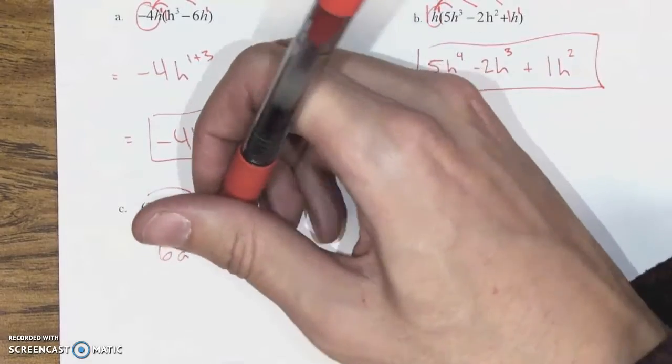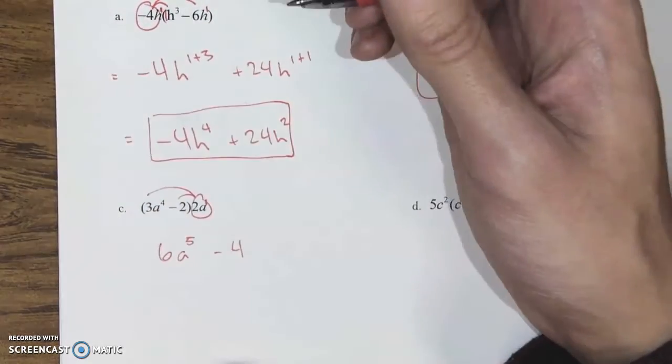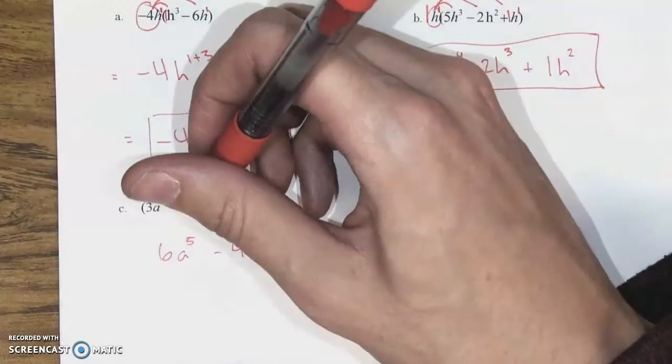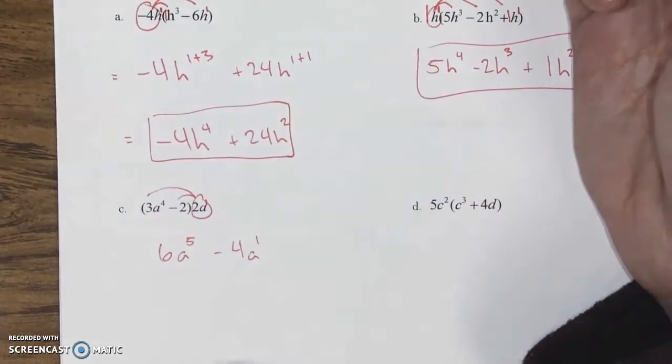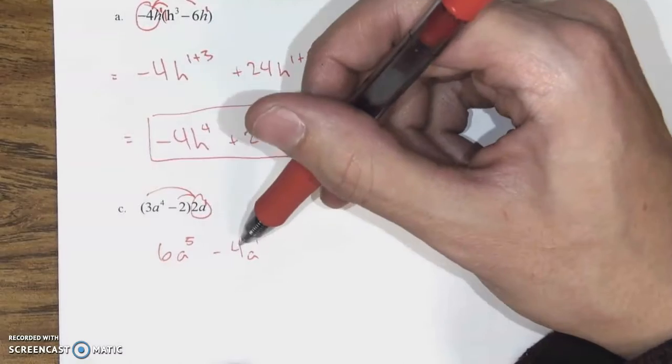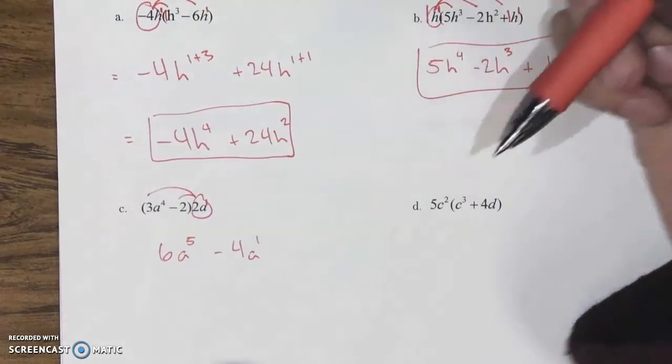Negative 2 times 2 is negative 4. And there's no a here, so this could be like a to the 0. So a to the 0 times a to the 1 is just a to the 1. You can also just write this as minus 4a. And you don't have to write the 1 in the exponent.